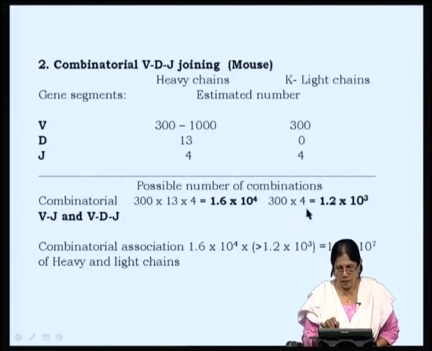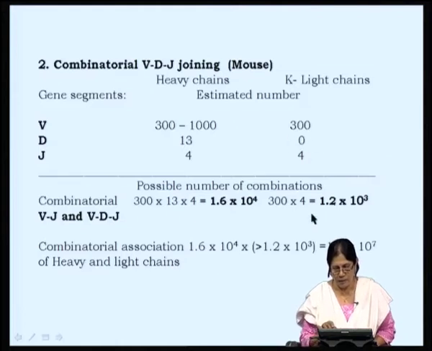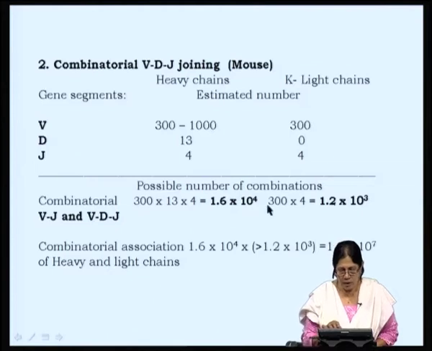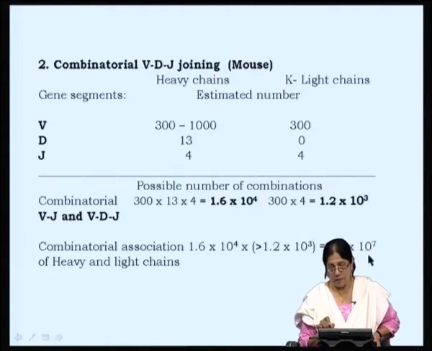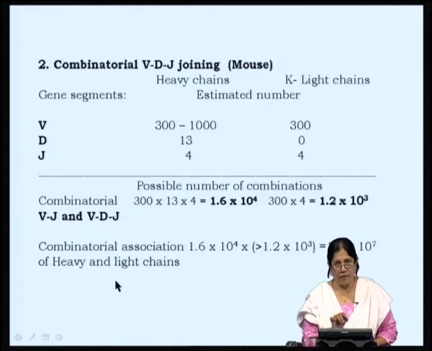Now, this along with the light chain, which is 304 because of absence of D segment, would give rise to 1.2 into 10 to the power 3. Combination between these two, combinatorial association, immediately then increases the permutation to an extent where you can have 1.9 into 10 to the power 7, 1.9 times 10 million of heavy and light chain.